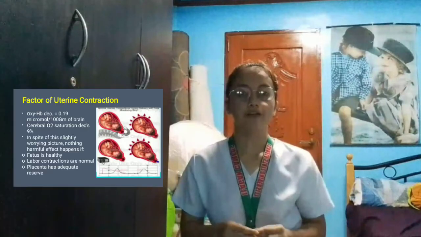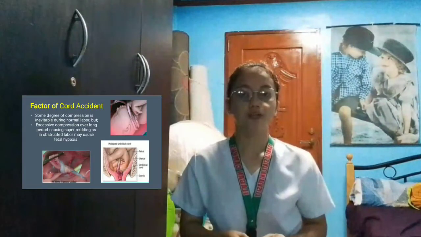So what are the three unique risk factors for the fetus? We have the factor of uterine contraction, factor of cord accident, and factor of head compression. Factor of uterine contractions: a uterine contraction during childbirth can be defined as the tightening motion of the uterus as a part of the childbirthing process.